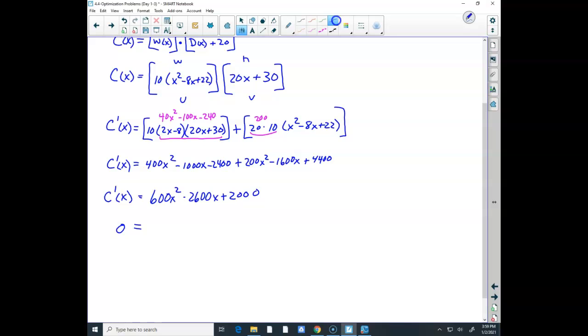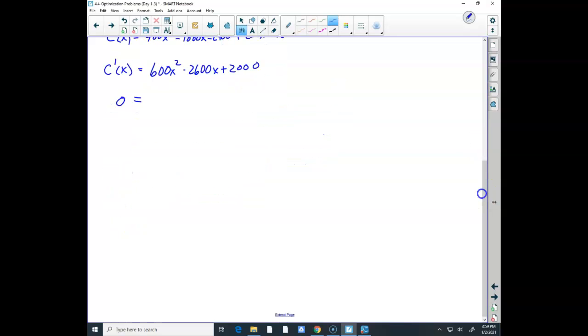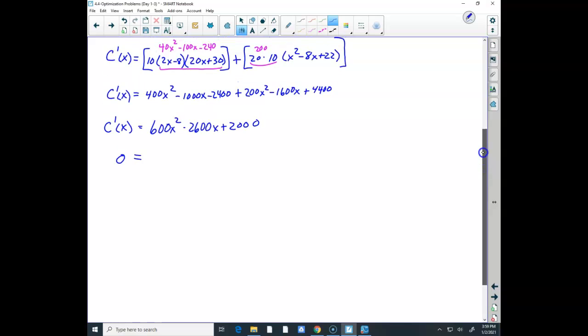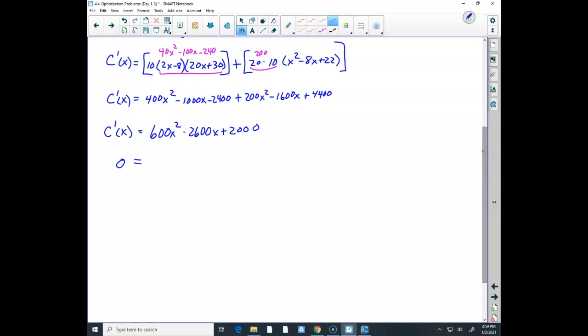so I'm going to set this equal to 0. Hopefully it's as obvious to you as it is to me, but there's a greatest common factor of 200 in here. I'm going to factor out a 200 from each one of these. That's going to leave me with 3x squared minus 13x plus 10, right? And I'm looking for my zeros, so I'm still going to leave this.